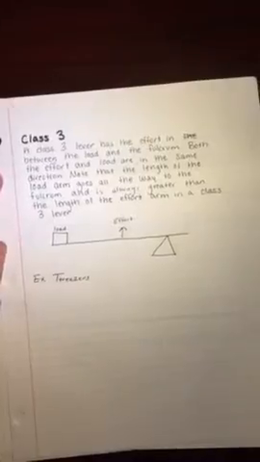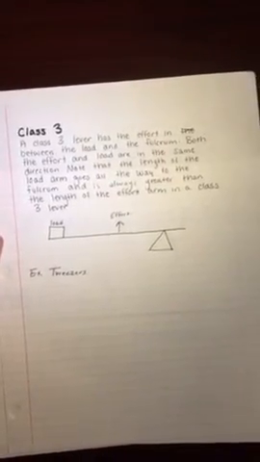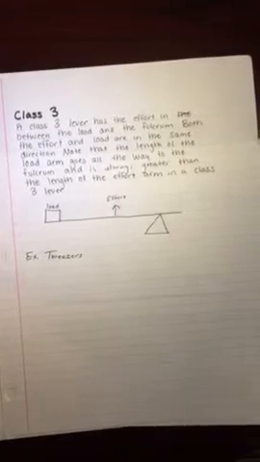The last class is class 3. A class 3 lever has the effort arm in between the load and the fulcrum. Both the effort and the load are in the same direction. Note that the length of the load arm goes all the way to the fulcrum and is always greater than the length of the effort arm in a class 3 lever. An example is tweezers.